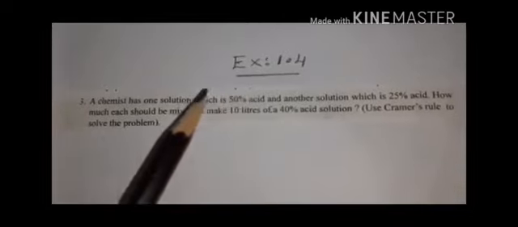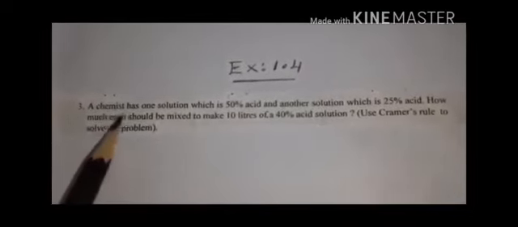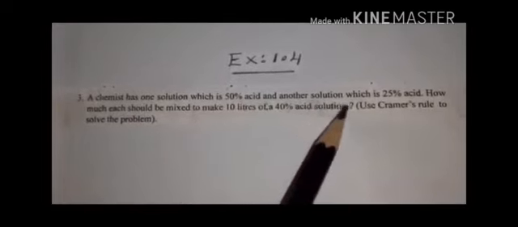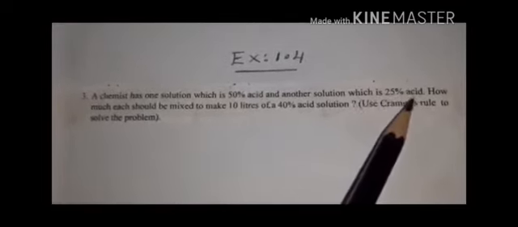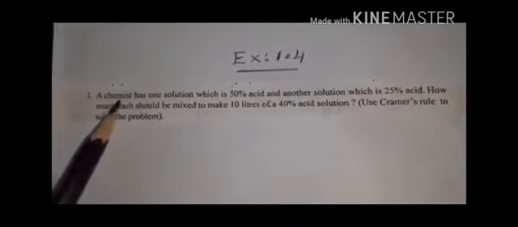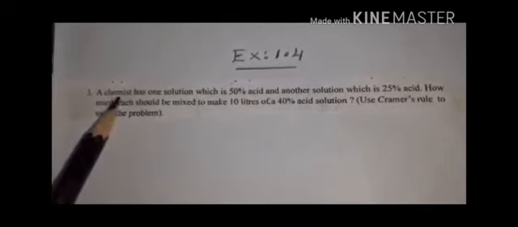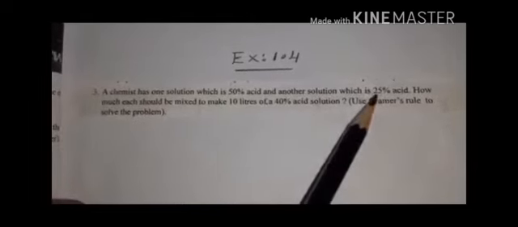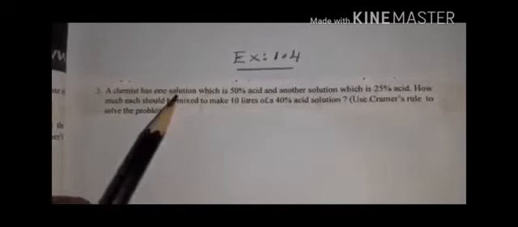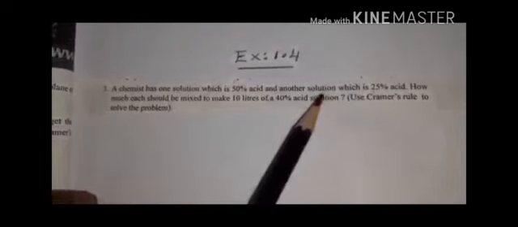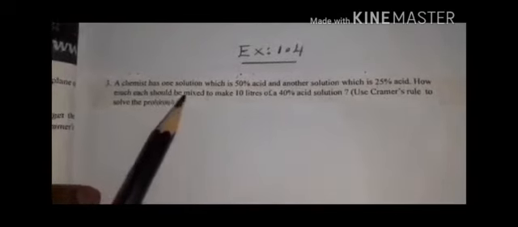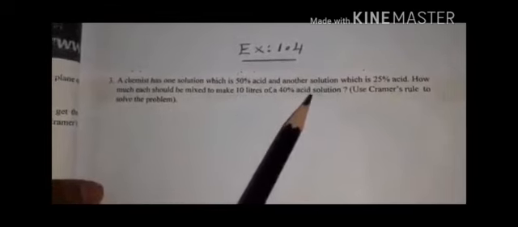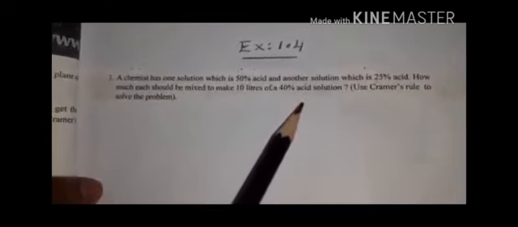Exercise 1.4, third sum. A chemist has one solution which is 50% acid and another solution which is 25% acid. So, the chemist has two types of solution. In one, we are having 50%, another 25%. So, we are going to take one solution as X and another as Y, students. How much of each should be mixed to make 10 liters of 40% acid solution? We are going to do the sum now.